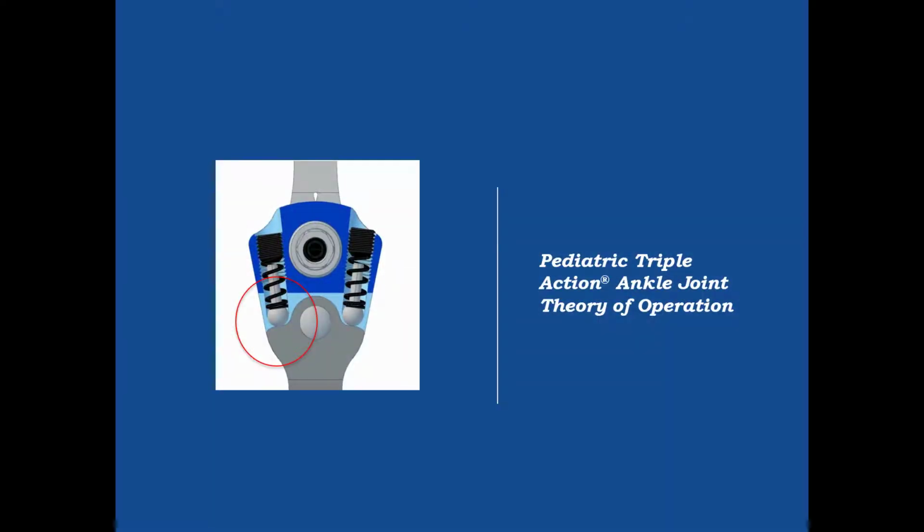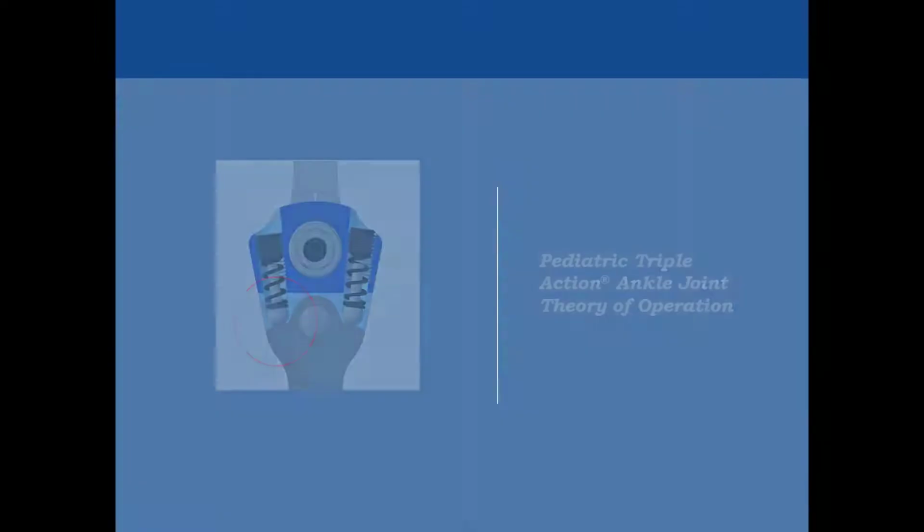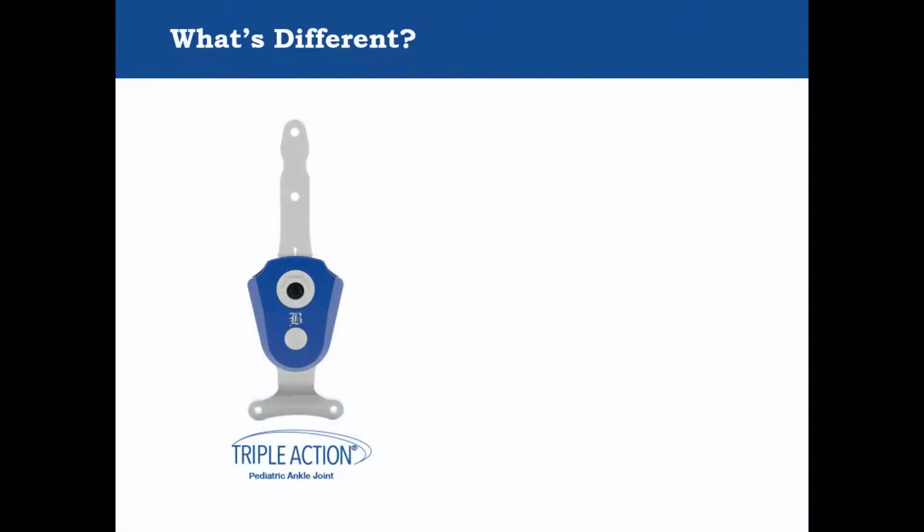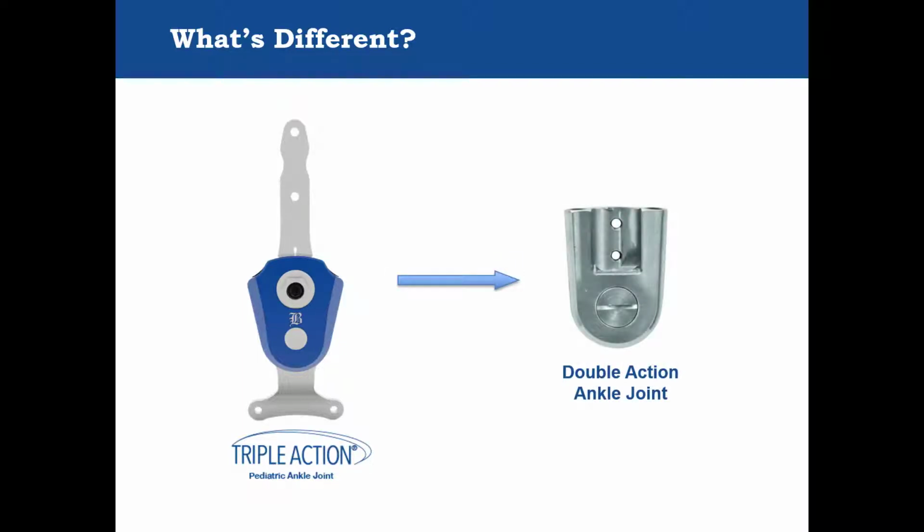This discussion is focused on the theory of operation and is intended to help explain how this unique orthotic component can be used to impact the design and function of pediatric AFOs. To explain how the triple action works, its operation will be compared to the more familiar double-action ankle joint.